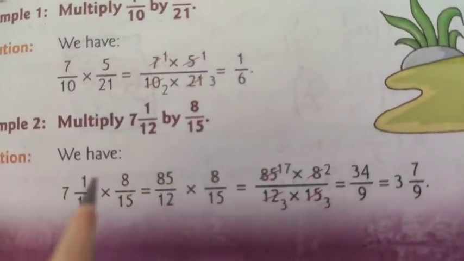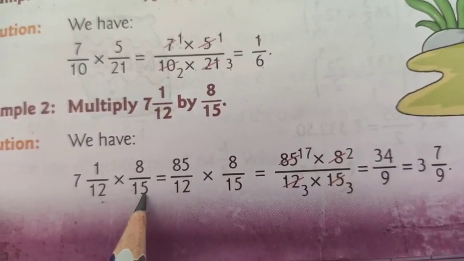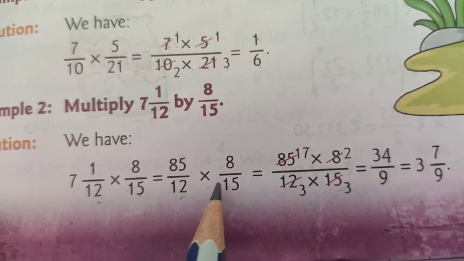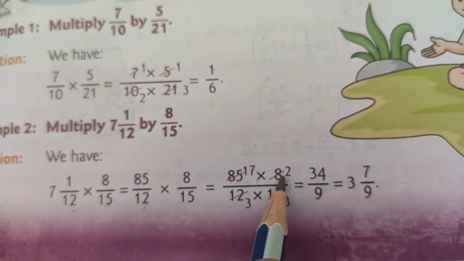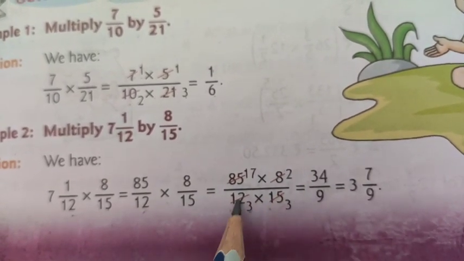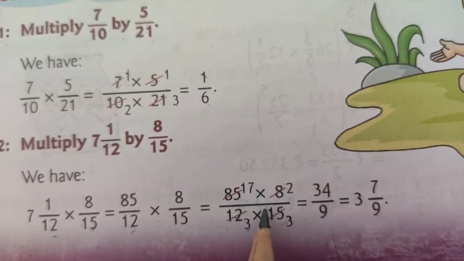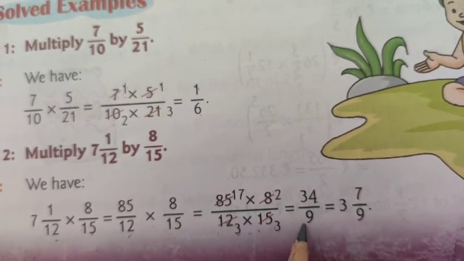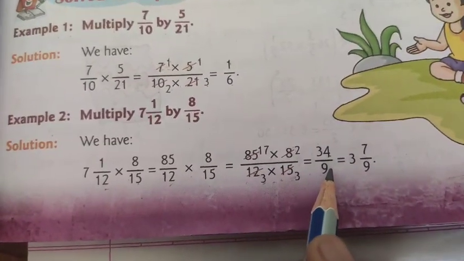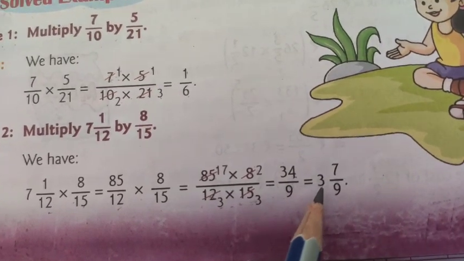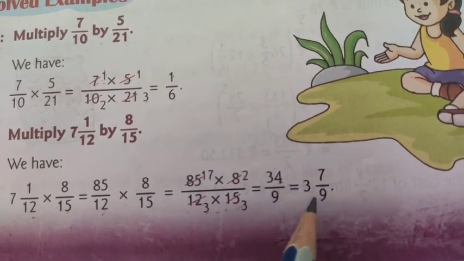Now see mixed fraction and fraction. 7 integer 1/12 multiplied by 8 by 15. So first this you have to convert, that is 85 by 12 into 8 by 15. 85 into 8, 12 into 15. So 4 2s are 8, 4 3s are 12. This multiplication. Now 5 3s are 15, 5 1s are 5, 5 7s are 35. So 17 2s are 34, 3 3s are 9. And then this convert into mixed. That is 9 3s are 27, 34 minus 27, 7 and 9 denominator, that is 3 integer 7 by 9.